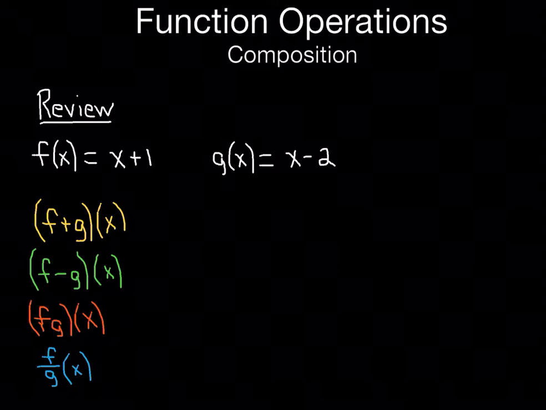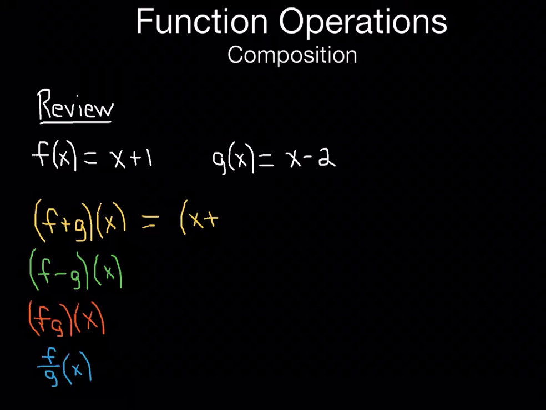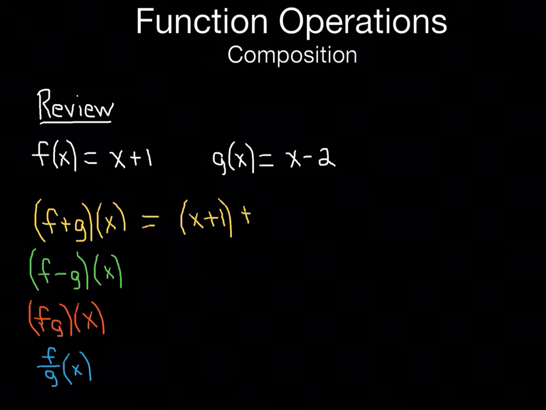Before we get into doing any of the composition, let's take a look at a review of 4 other operations that we've done previously on function operations. The first one is the addition. So if I have f of x equal to x plus 1, and g of x is equal to x minus 2, then when you add two functions together, you just say it's going to be x plus 1 plus x minus 2.